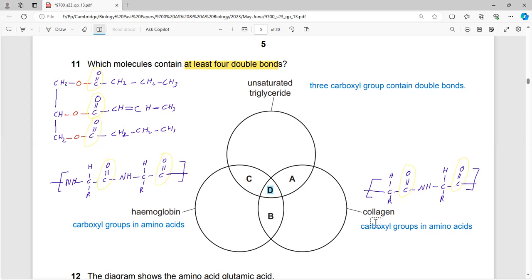What about collagen protein? This is a fibrous protein. And hemoglobin is a globular protein. These proteins are made of thousands of amino acids, linked together as monomers, and they produce polymers. Every amino acid contains a carboxyl group, as you can see here. So there are hundreds and thousands of carboxyl groups present in that. That's why at least 4 double bonds are present. So D is our correct option. Why? Because the unsaturated triglyceride, hemoglobin protein and collagen protein all contain double bonds.